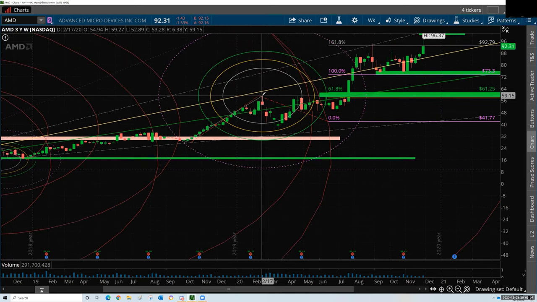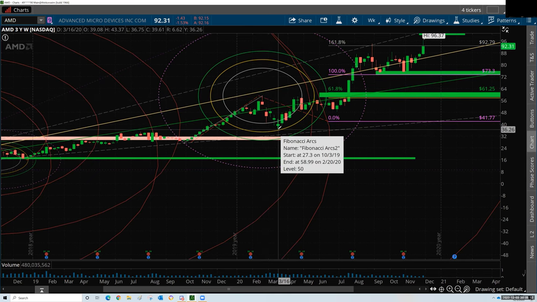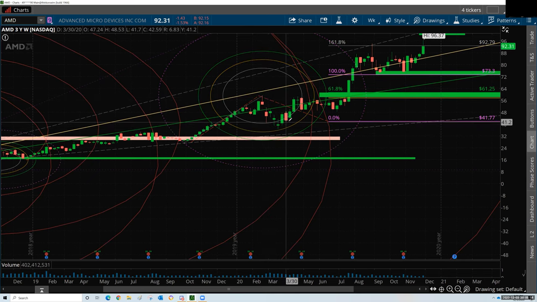Where do we go next? Okay, if that's the high, which it is, 50. Okay, now it moves up in the crest, tests the fan again, fails the fan, fails the 61.8. And where do we go from here? Well, here's the 100.